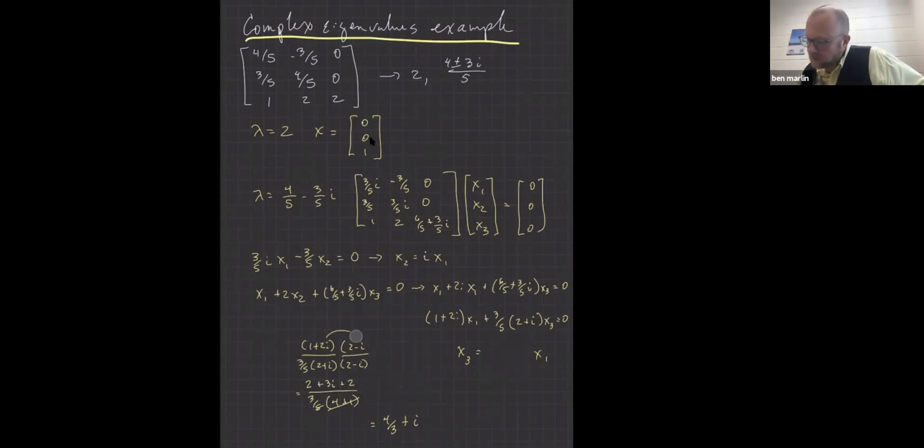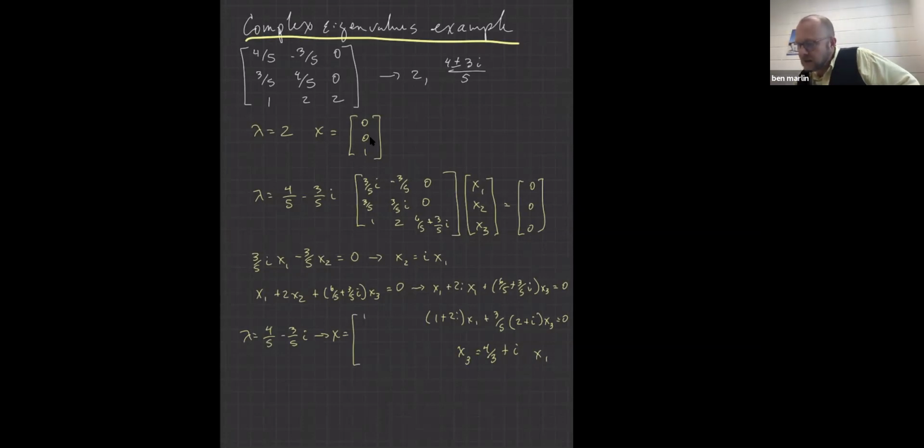And so I'm going to just take that part, toss it out, and grab this part and move it over there. And that should do that. All right. So that says that for lambda equals 4/5 minus 3/5 i, you get an x that's going to be, we get to choose x1, and then x2 has to be i times that. And then x3 is going to be 4/3 plus i.